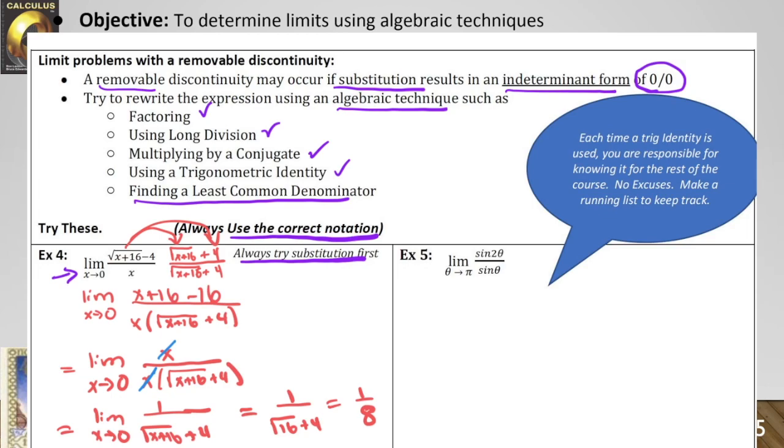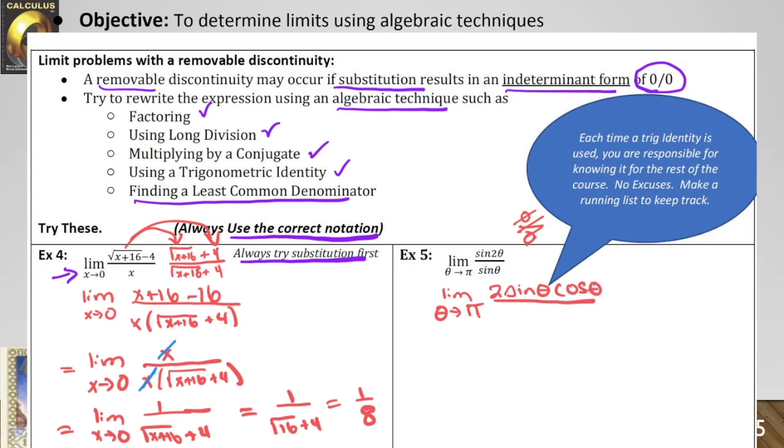It looks like we've got some trig going on here. And the sine of 2 theta, when I substitute pi in, the sine of 2 pi is going to be 0. And the sine of theta, when I put pi in again, is 0. Not allowed to write that, remember that. So this is an indeterminate form. I'm going to have to use a trig identity. So I've got the limit as theta goes to pi, and the trig identity we're going to use is the sine of 2 theta equals 2 sine theta cosine theta.